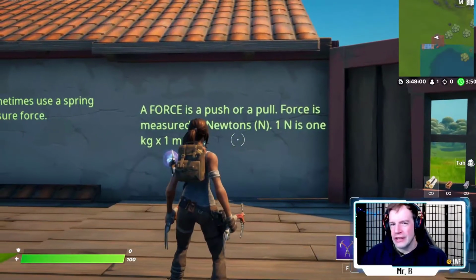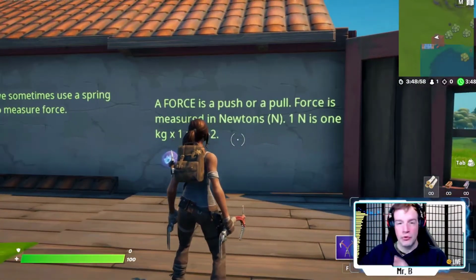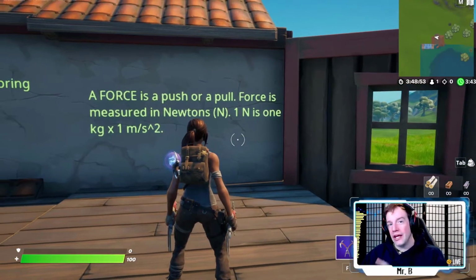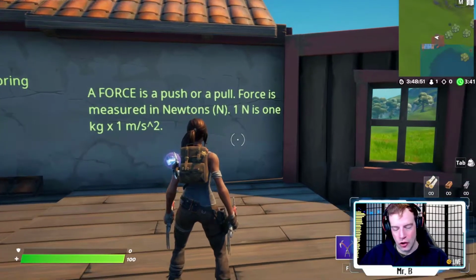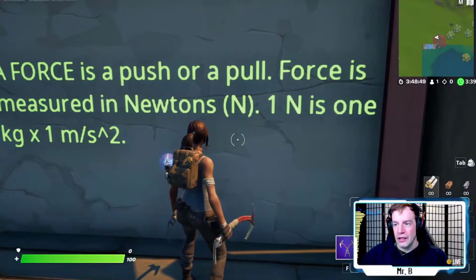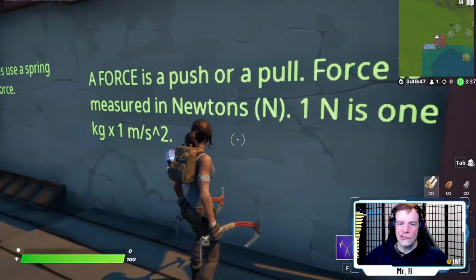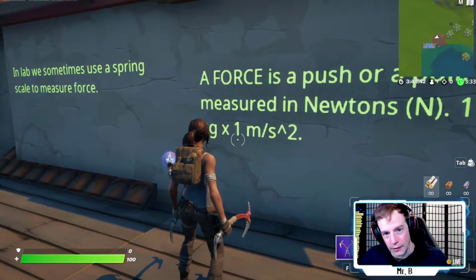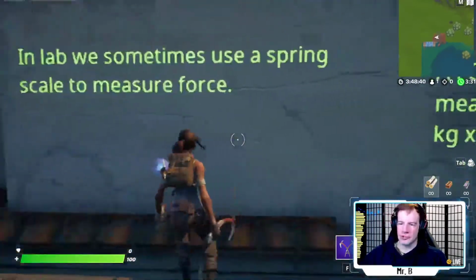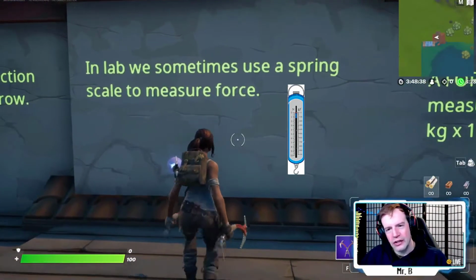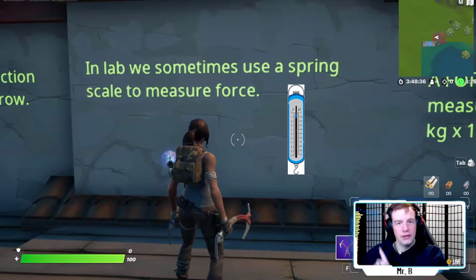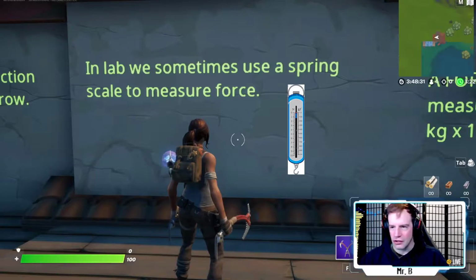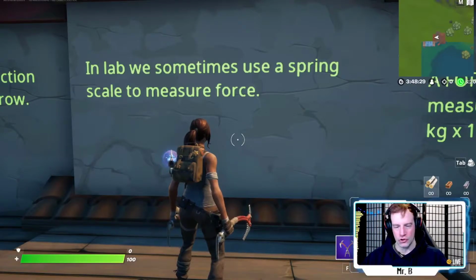A force is defined simply as a push or a pull. It can get a lot more advanced than that, but we're going to stick with that definition for now. It's measured in a unit called newtons, abbreviated with an N, and 1 newton is 1 kilogram times 1 meter per second squared. In lab, we'll often measure force using a spring scale, but we will also use things like force meters, force plates, and all kinds of other instruments that can help us measure force.